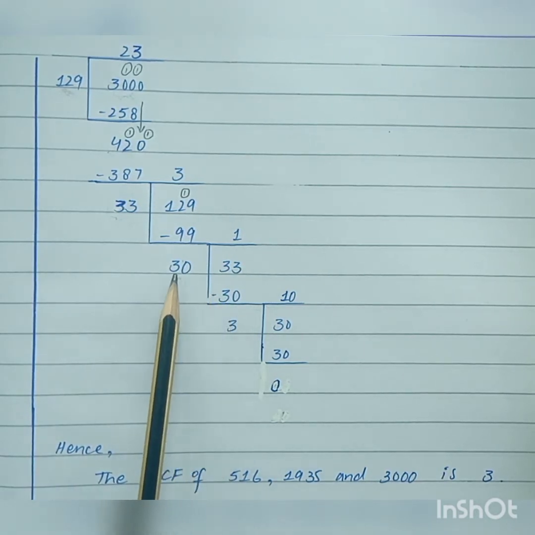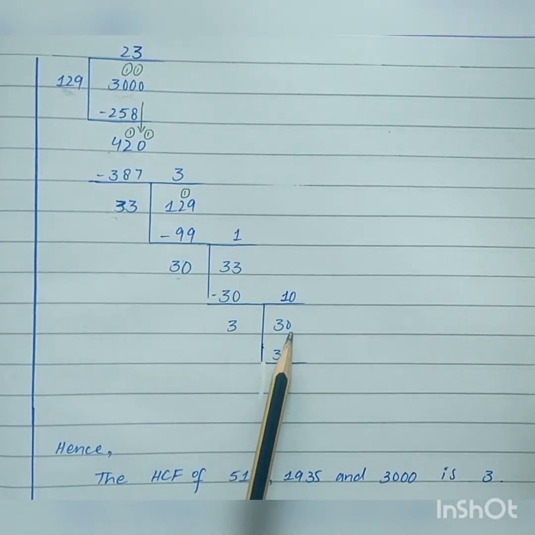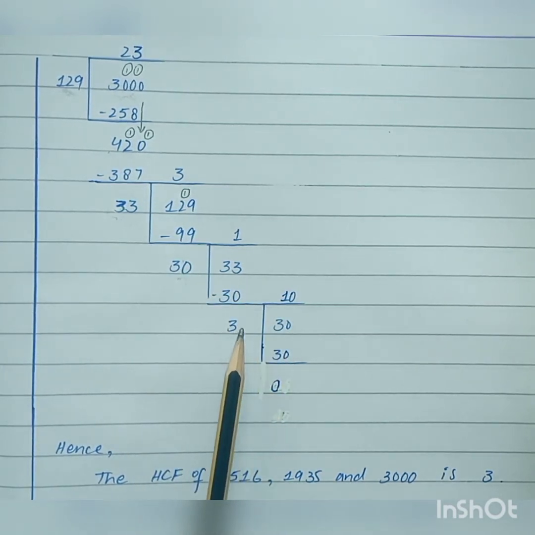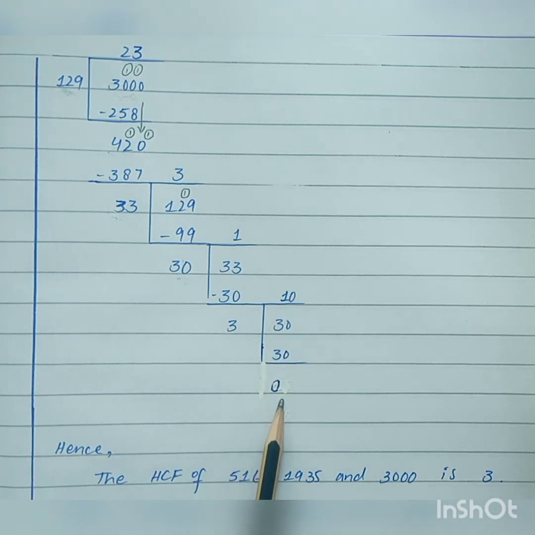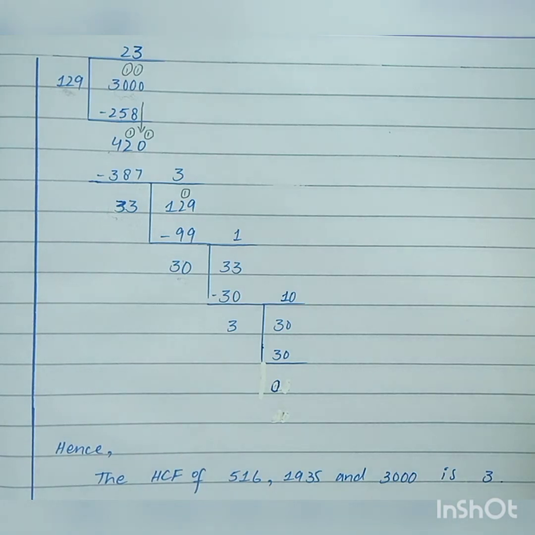3 is the smallest value, then 33 is not divisible by 30, so 30 is taken inside of the bracket and 3 taken outside of the bracket. 3 tens are 30, the remainder is 0. When the remainder is 0, the last divisor is considered as the HCF of the given three values 516, 1935 and 3000. Hence the HCF of the given values is 3.